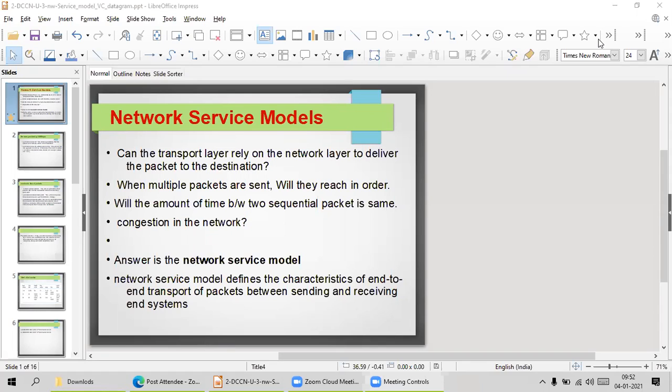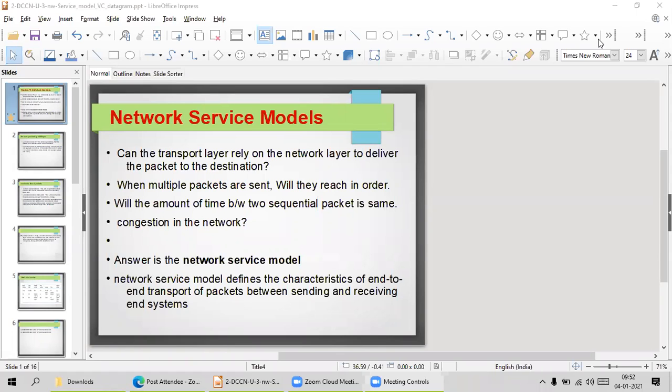So I have a doubt: is the network layer capable of ensuring that the amount of time between two sequential packets at the sender end is equal to that at the receiver end or not? That is also one of my doubts.